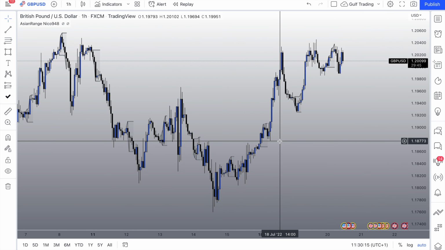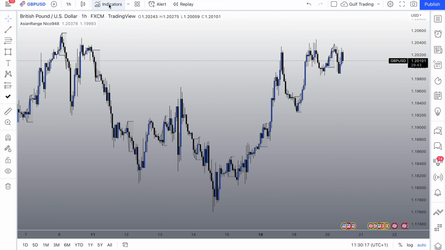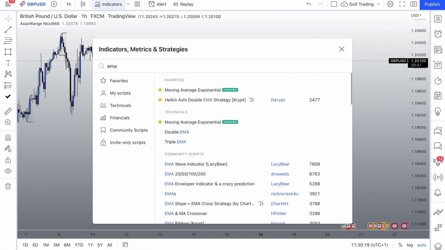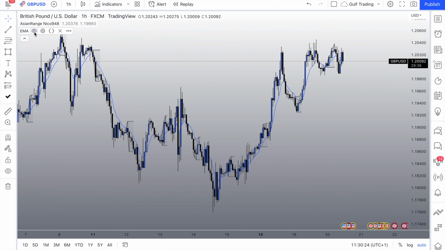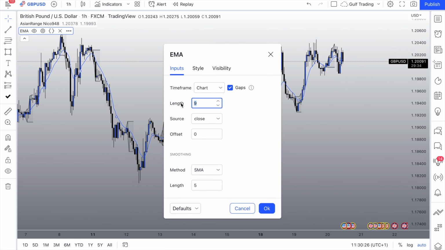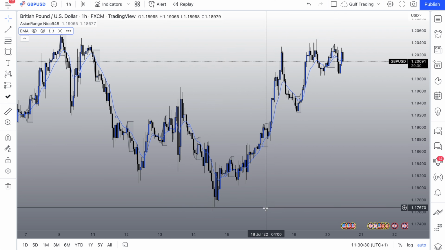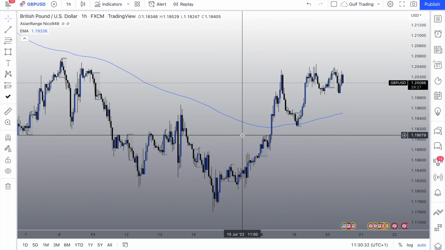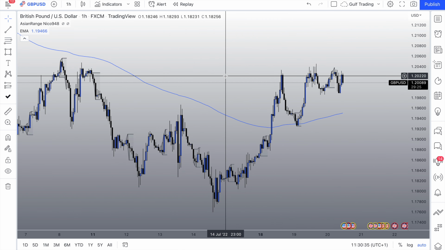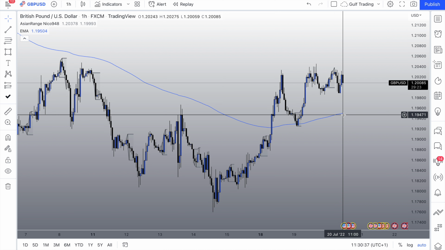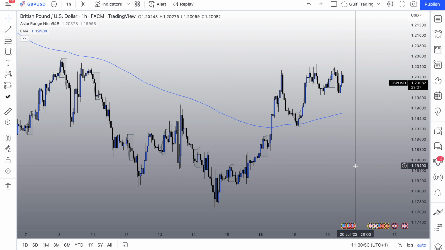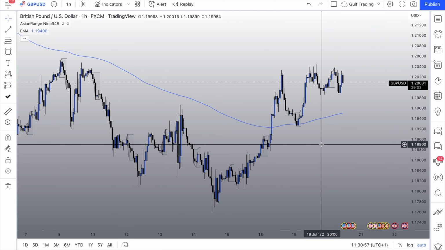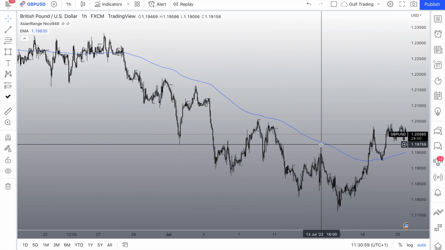So for example, if you go to indicators up here and type in EMA, you get the exponential moving average. Click on that, then come up here and click on the settings, length. You can change it to 200, and there. The last 200 candles all average out to give a price of 1.19504. This is the main moving average that I'll introduce you to. It's very good at capturing the longer term trend, as you can see.